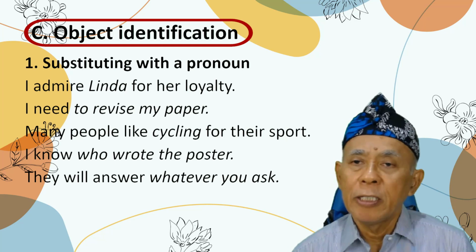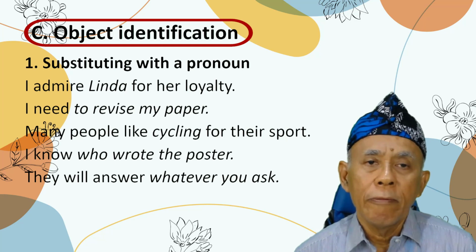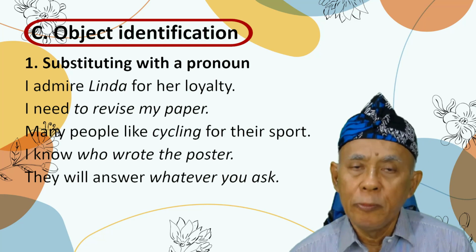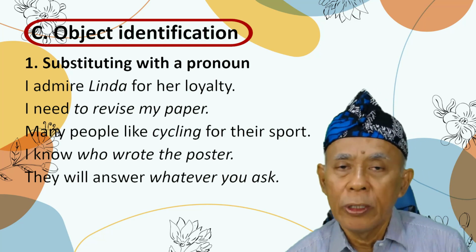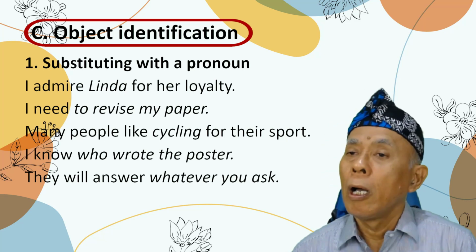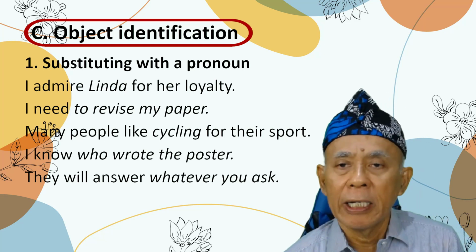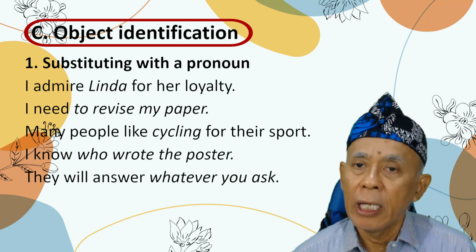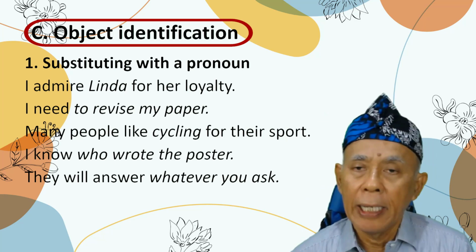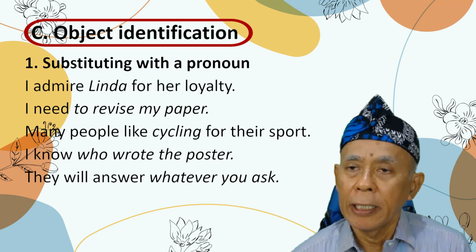I need to revise my paper. To revise my paper here is the object because we can substitute it with the pronoun it. I need it. Many people like cycling for the sport. Here we have cycling for the sport as the object of the verb like. Many people like it. Cycling for the sport is the object of the verb like.